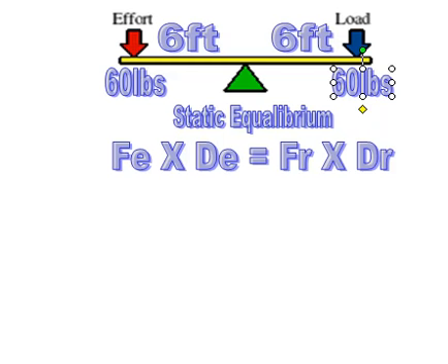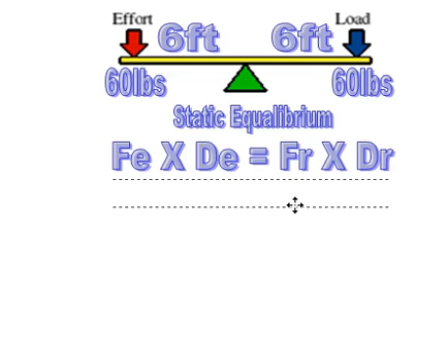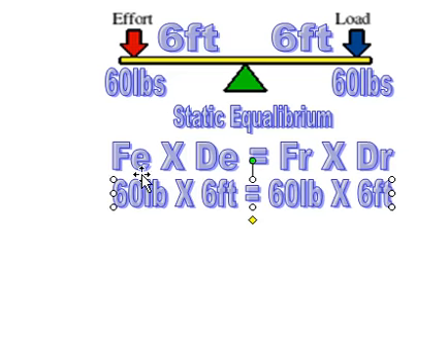So if that is the case, then we can plug in the numbers. F of E is 60 pounds, D of E is 6 feet. F of R is also 60 pounds, and D of R is also 6 feet. So you do the math there, you can see that 60 times 6 is 360, and that's equal to 60 times 6, or 360. So that is in a state of static equilibrium.